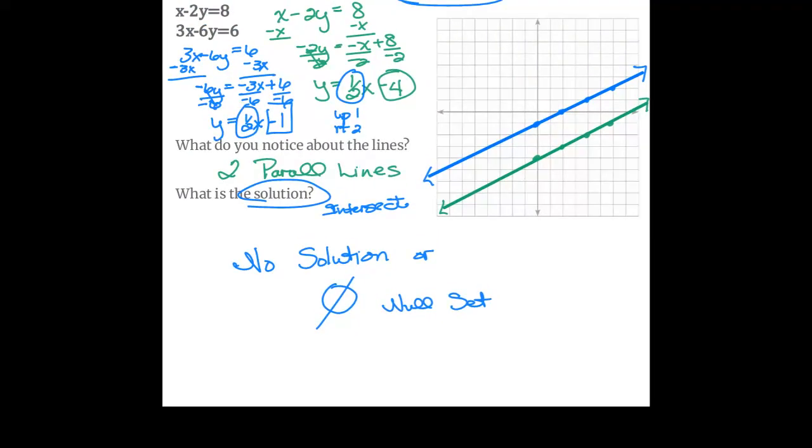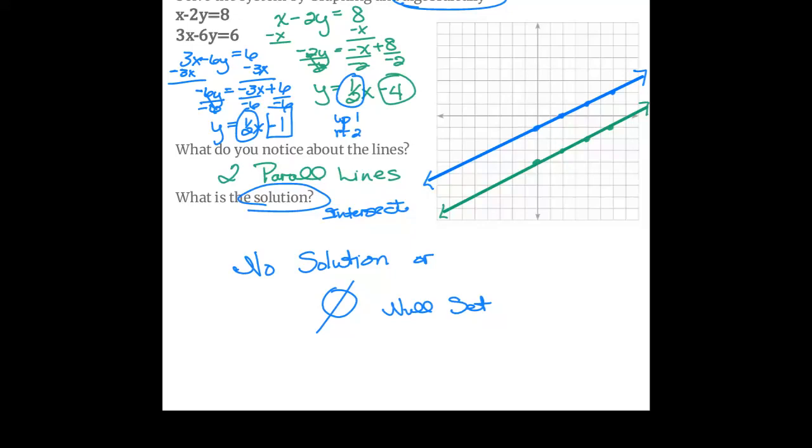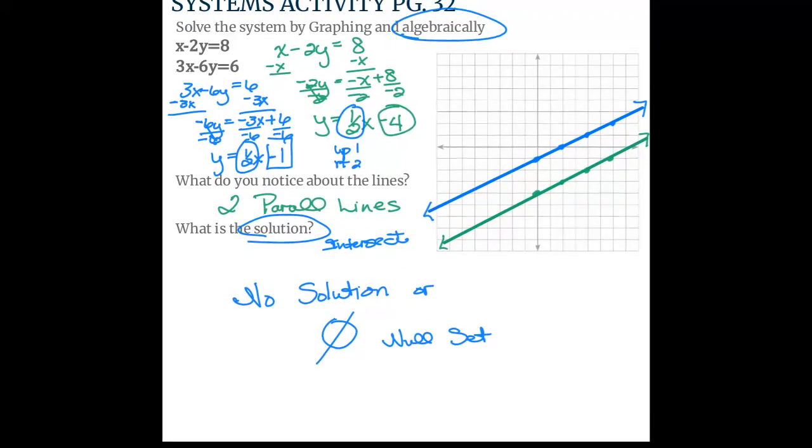Okay? Now, did you try to solve it algebraically? Yes? No? Not yet? All right, well, let's do this. x minus 2y. I'll do that one in green. So somewhere on your paper, x minus 2y equals 8, and 3x minus 6y is equal to 6. Okay?